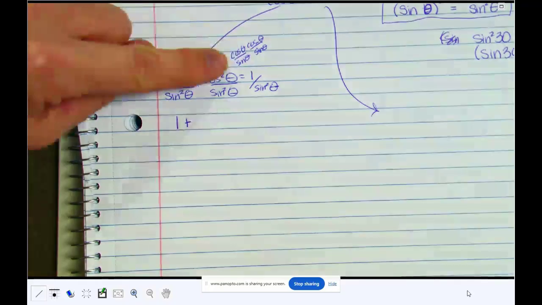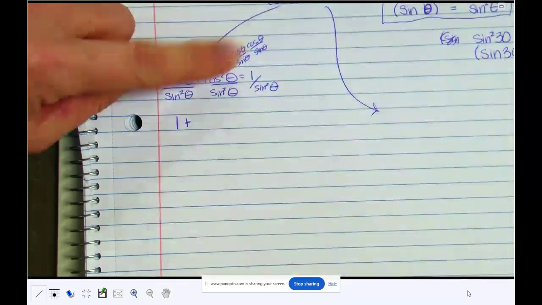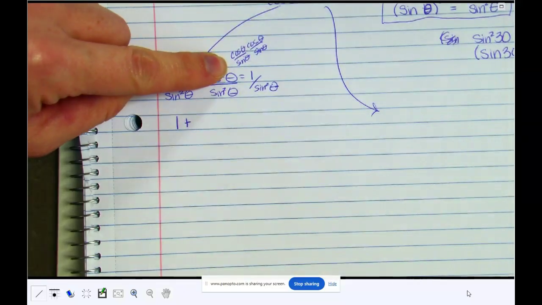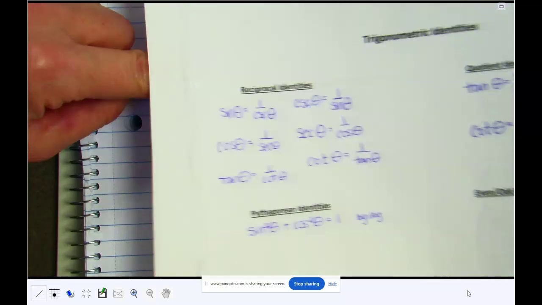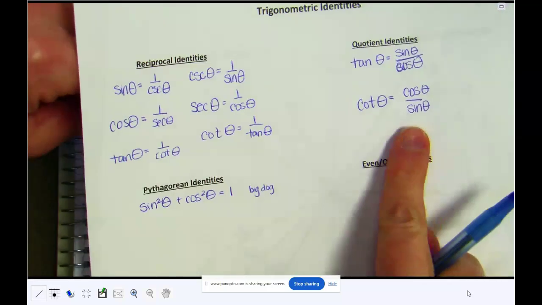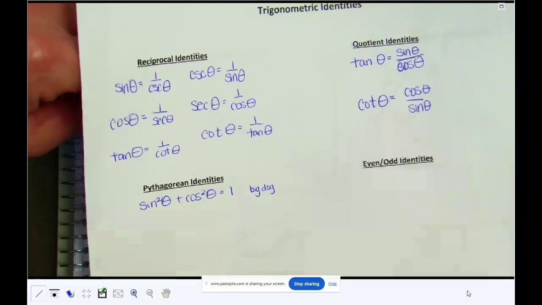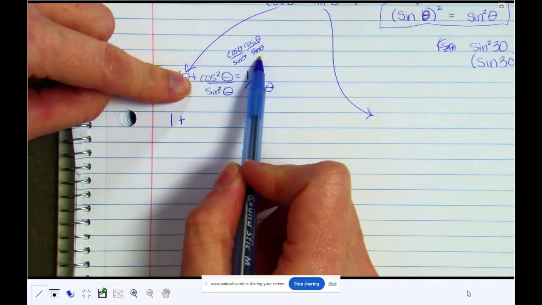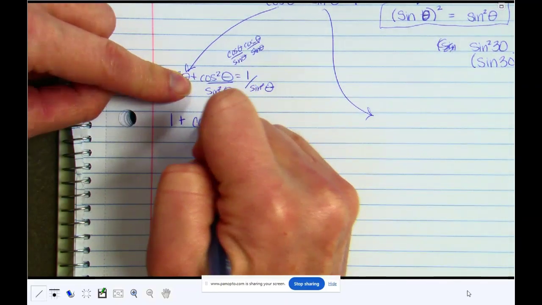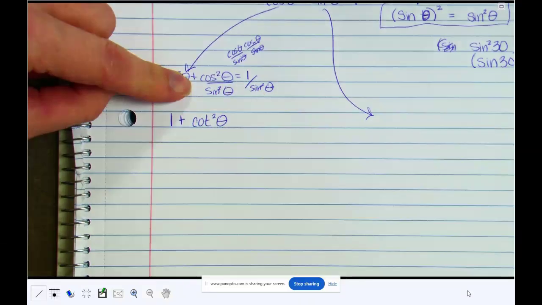If you go back to your paper here, this is a quotient identity. What is cosine divided by sine equal to? Nope. Cosine over sine is cotangent. And there's 2 of them though, so this is cotangent squared.